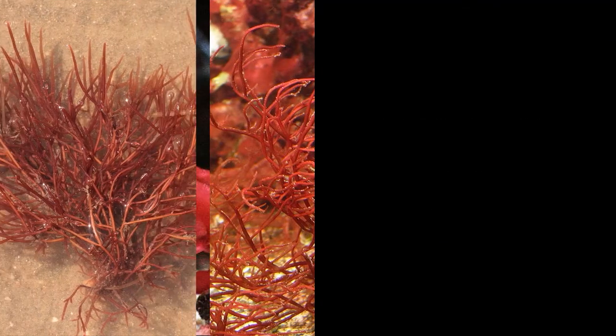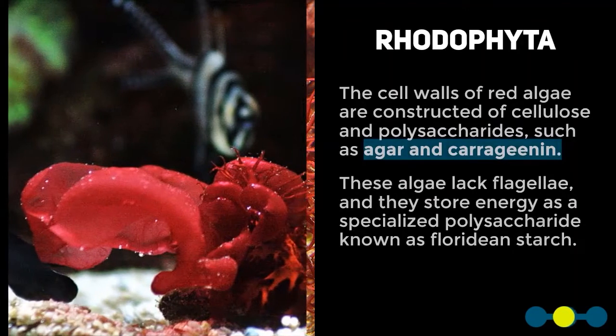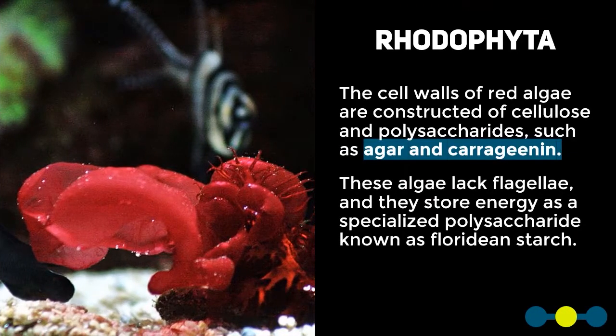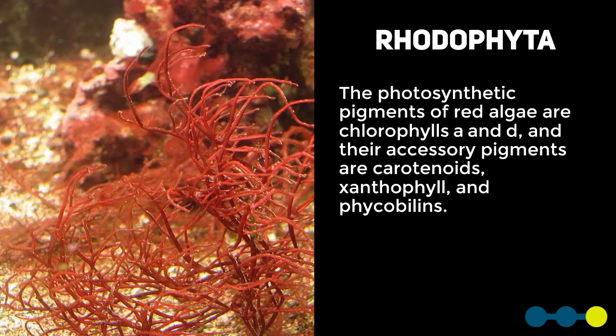Rhodophyta. The Rhodophyta or red algae are 4,000 species of mostly marine algae, which are most diverse in tropical waters. The cell walls of red algae are constructed of cellulose and polysaccharides, such as agar and carrageenan. These algae lack flagellae, and they store energy as a specialized polysaccharide known as Floridian starch. The photosynthetic pigments of red algae are chlorophylls A and D, and their accessory pigments are carotenoids, xanthophyll, and phycobilins.